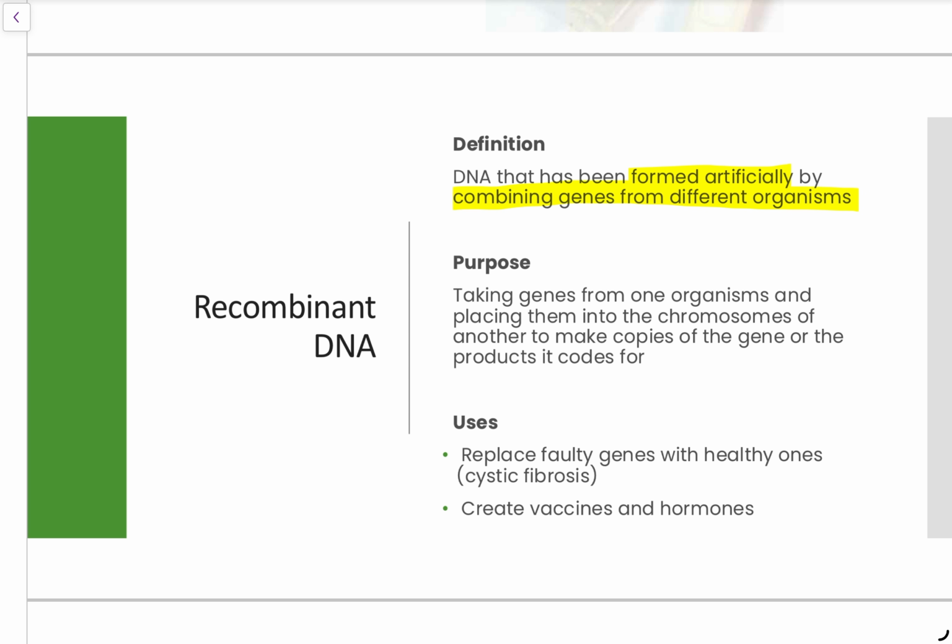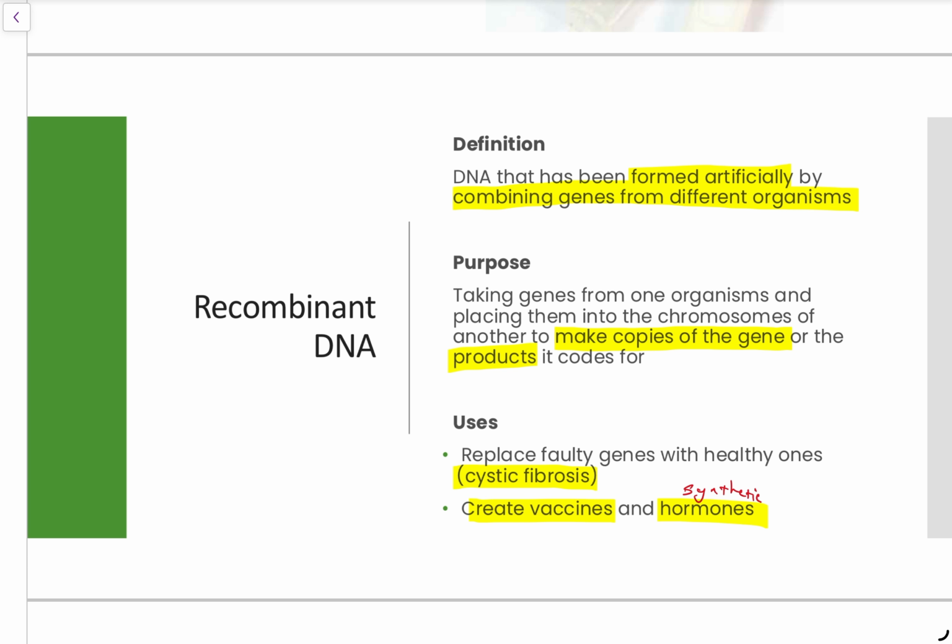Now, why do we do this? Well, as we've just mentioned, we can make synthetic hormones, okay? And we can get them to make copies of a particular gene in some organisms or the products that it codes for. So, for instance, this is being used to treat cystic fibrosis, it's being used to help us create vaccines, it's being used to help us create, and I'll note here, synthetic hormones.